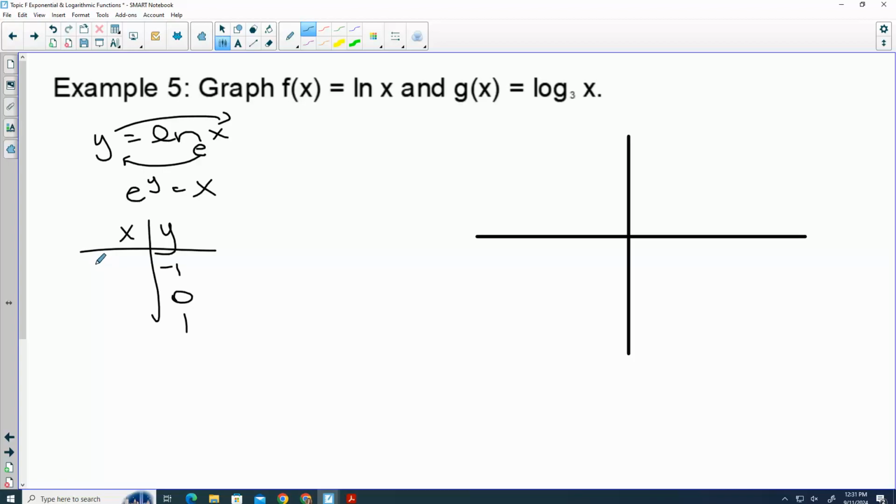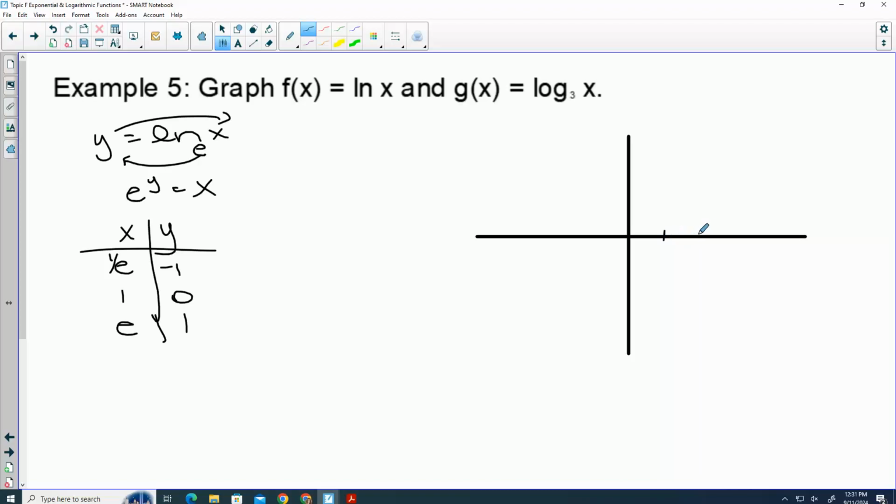So, e to the -1. What does the negative power do? 1 over e. What is e to the 0? And e to the first? E. Okay, now we have to somehow graph these. What is 1 over e approximately? If you have a calculator, you can.